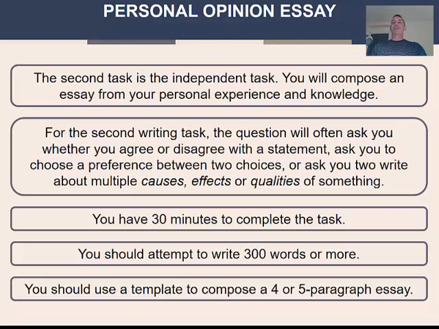possibly the least enjoyable thing on the test for a lot of people. I don't really enjoy writing personal opinion essays myself, so maybe that's me projecting my thoughts, but it's the independent task. This is the 30-minute essay. There is no other information other than a prompt that will appear with the question, and the student must answer from their personal experience and knowledge.